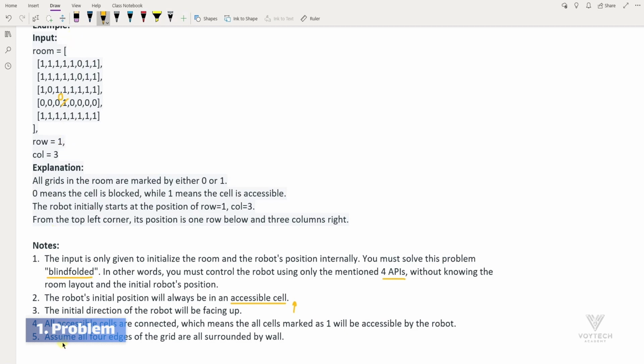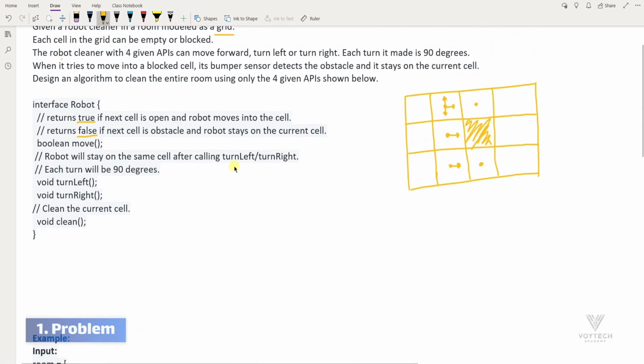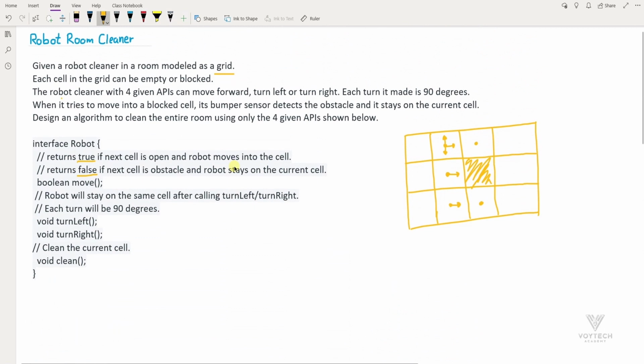And we also should assume that all 4 edges of the grid are surrounded by a wall. So around all these 4 edges, which shows the map, there is a wall or there are blocked cells. Now that we understood the problem, let's talk about the suitable algorithm to solve this problem.